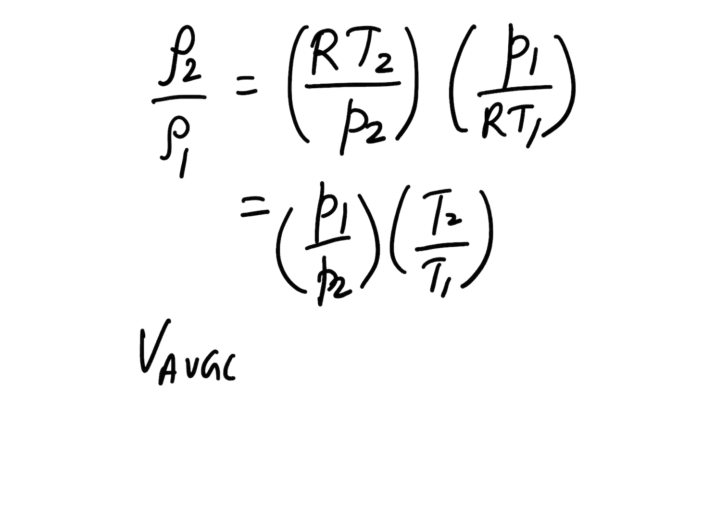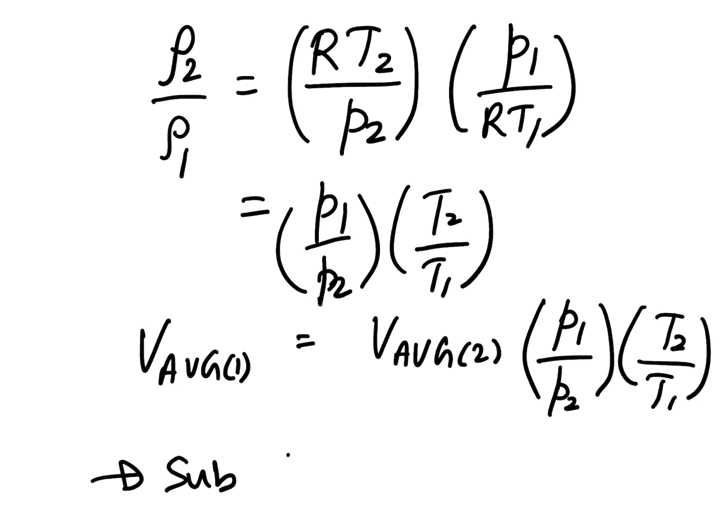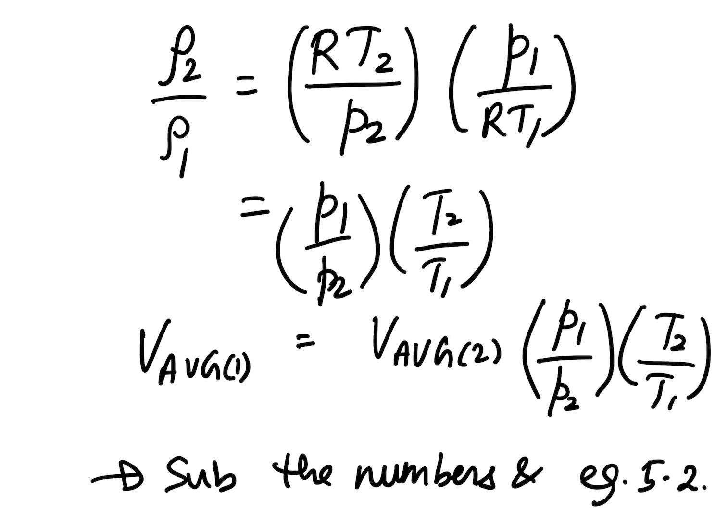So I have V average at section 1 equals V average at section 2 times P1 over P2 times T2 over T1. You can substitute the numbers and check against example 5.2 in the book. Okay.